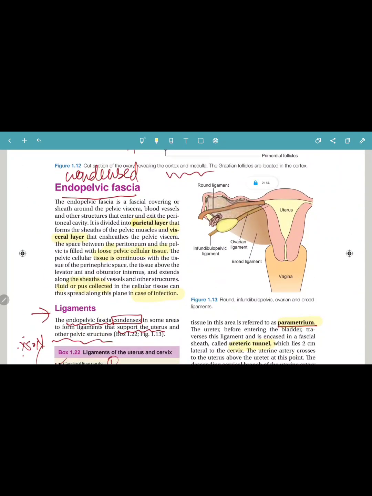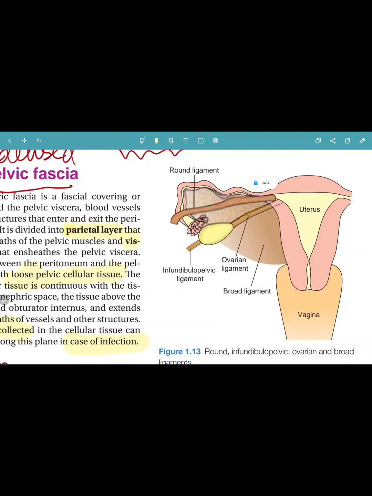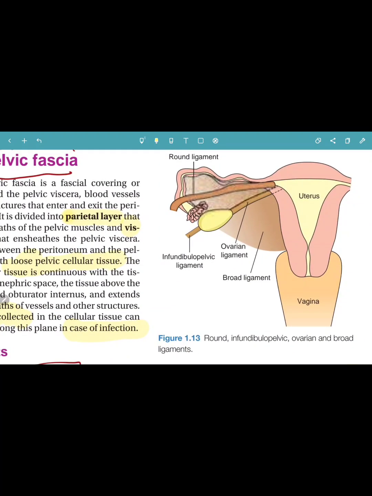If you see in this diagram, this is the uterus, this is the ovary, and this is the ovarian ligament. This is your ovarian ligament, and over here you have your infundibulopelvic ligament. This structure is your broad ligament, and this structure is your round ligament.